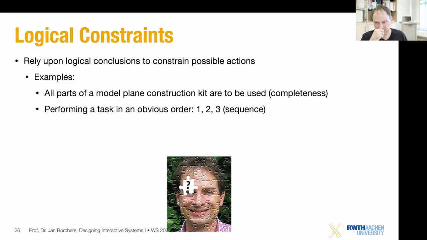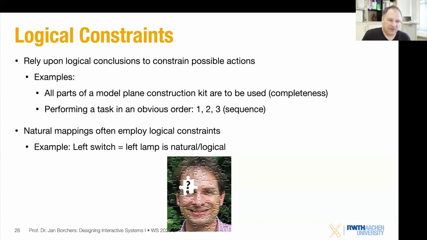The logical constraints here are things that rely on logical conclusions to constrain the possible actions. What that means is if you have that model plane construction kit, you know that in the end, it's logical to use all the parts in the kit, right? Or that you would perform a task in an obvious order, 1, 2, 3, right? Or that, if you look at this picture, that puzzle is probably not complete yet because there's a piece missing, right? It's a little different from the semantics, but it's related. Take a good look at how Norman explains these two if you need more information.